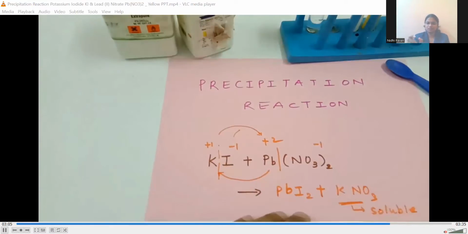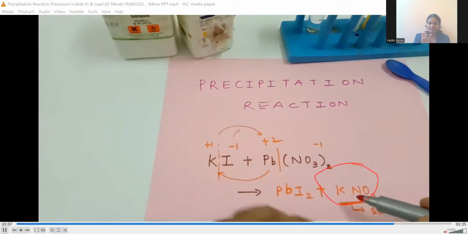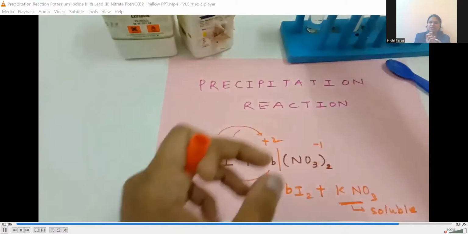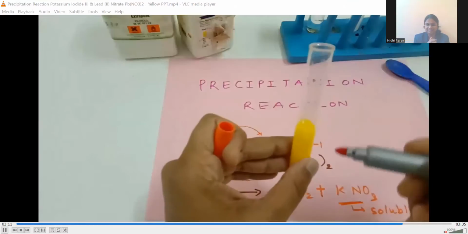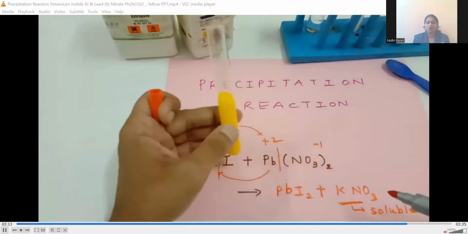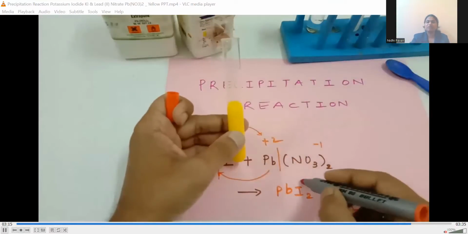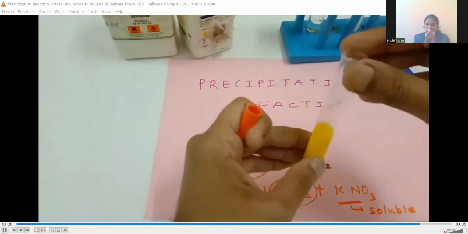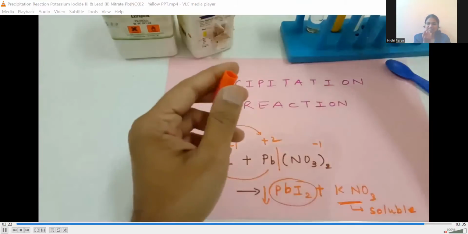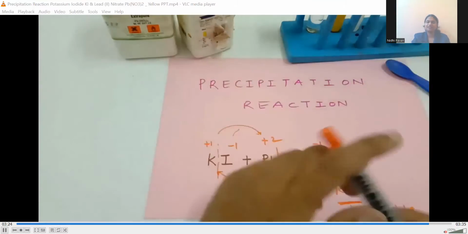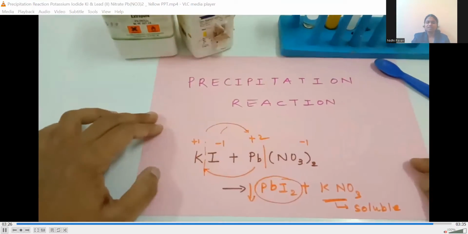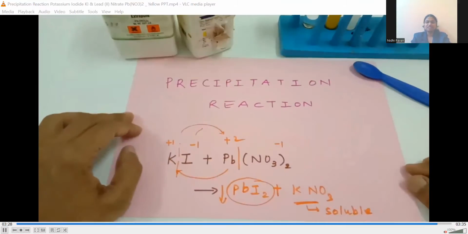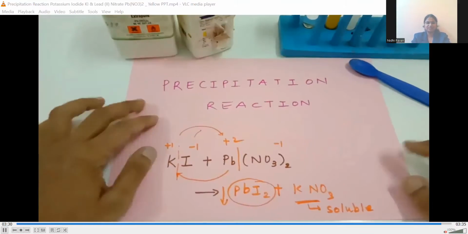The potassium nitrate you got will be soluble in water, so you can't see that. But whatever orange color you can see, that will be lead iodide. Whatever you are seeing, it is precipitated, meaning you will get very minute crystals in the reaction. That is nothing but lead iodide. So this is regarding the displacement and double displacement reaction.